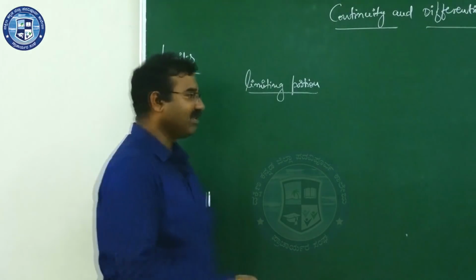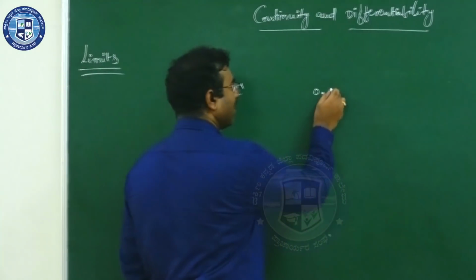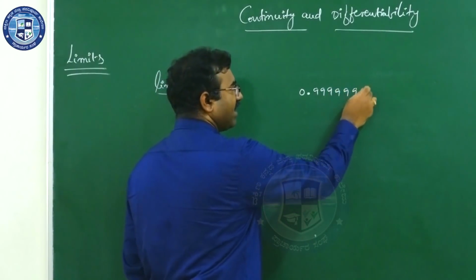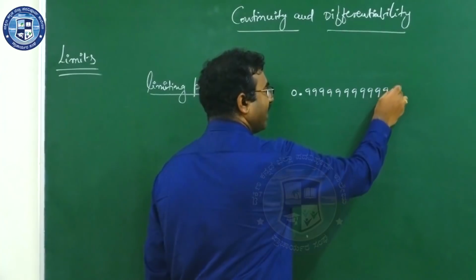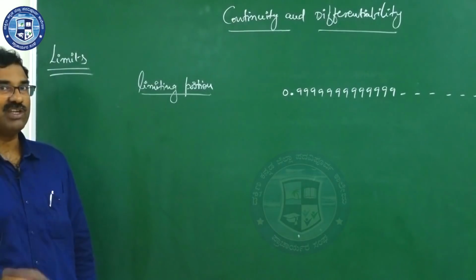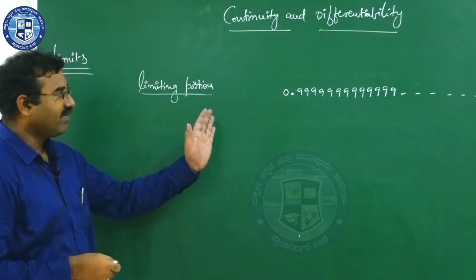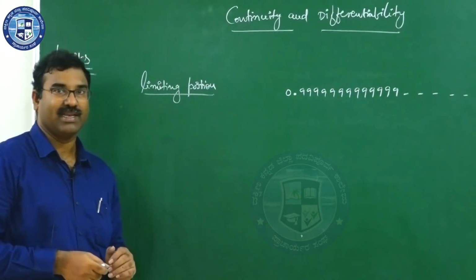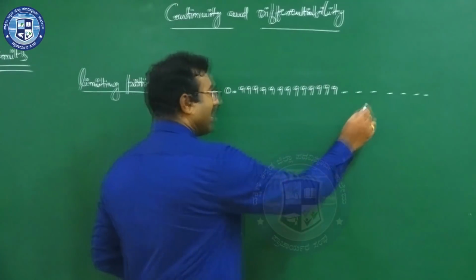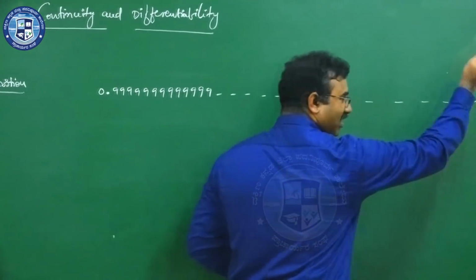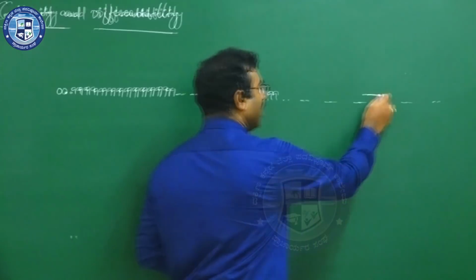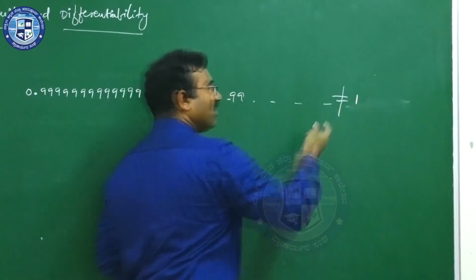Suppose, for example, you are writing 9 after the decimal, keep on writing 9, 9, 9 like this. Finally, what is the limiting position of this process? No matter how many 9s you write after the decimal, it is still coming close to 1 only. It is never equal to 1, however many 9s you write. But it is coming close to 1.